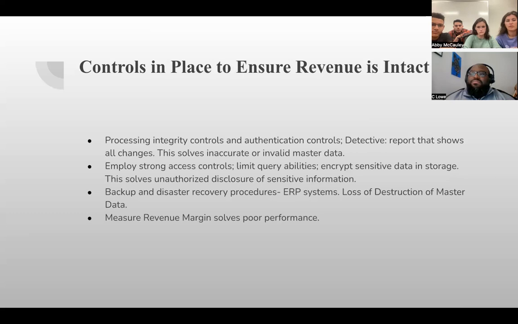And also measuring revenue margin solves poor performance just outside of threats, but it's also a control to say, hey, let's make sure that we're actually making money. Let's make sure that we're making revenue. And that's it.